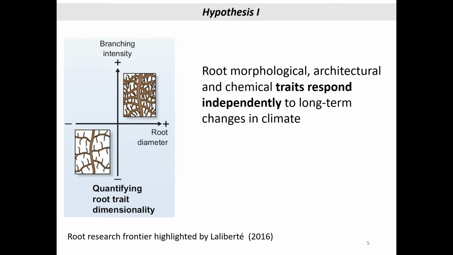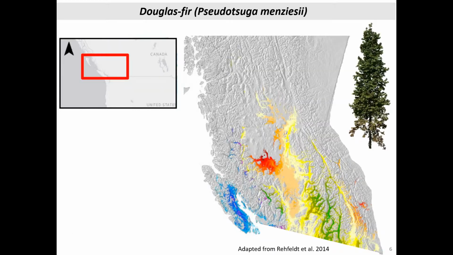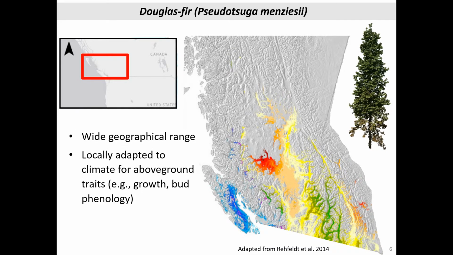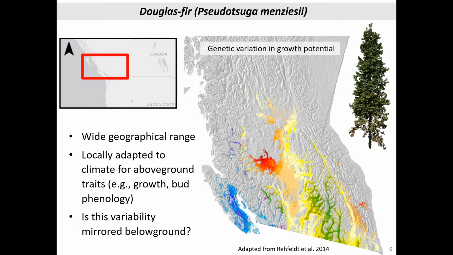To test this hypothesis, I've been working on the widely distributed Douglas fir tree species. This Douglas fir is a very good model species because it has a wide geographical range. Here I'm just showing you the range in southern British Columbia, but it also goes down to New Mexico, or no, actually Mexico. So, a wide geographical range.